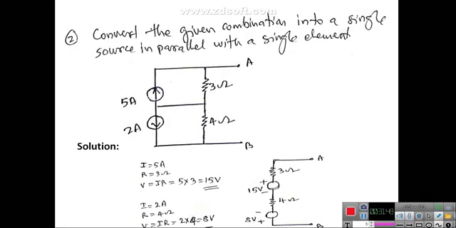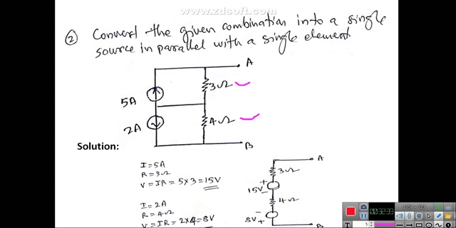Now let us consider the second example. Convert the given combination into a single source in parallel with a single element. In which case can you have a single source in parallel with a single element? It is only the current source. Here the given network has two current sources, and each current source is in parallel with a resistance. So we can easily convert each current source in parallel with the resistance into a voltage source.